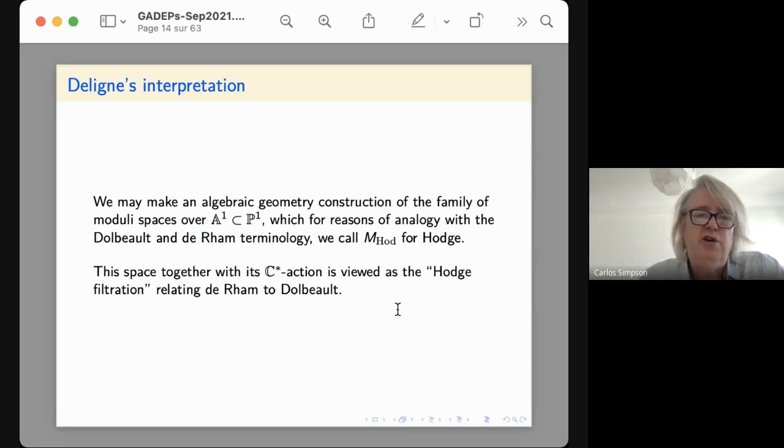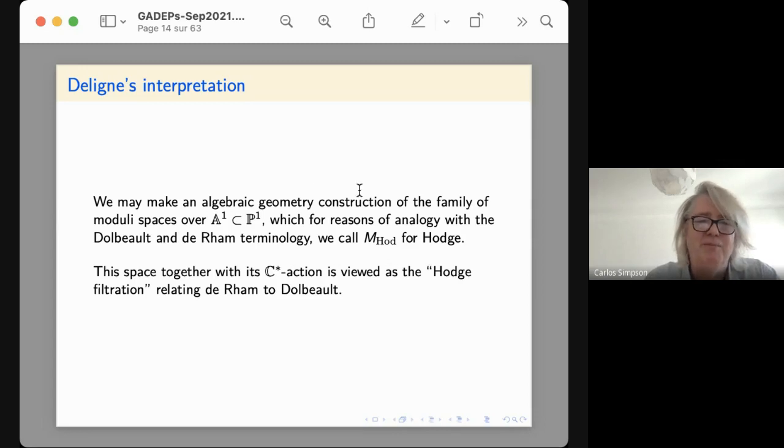And now with this definition, you can make an algebraic geometry construction of the family of moduli spaces, and we'll call this M Hodge. The reason for that terminology is that this space has a C star action, C star acts by just rescaling the connection operator, and of course that covers the action on the affine line. That moduli space together with its C star action can be viewed as kind of a Hodge filtration relating the de Rham to the Dolbeault cohomologies. That could be the subject of a talk. It's not exactly the subject of today's talk.